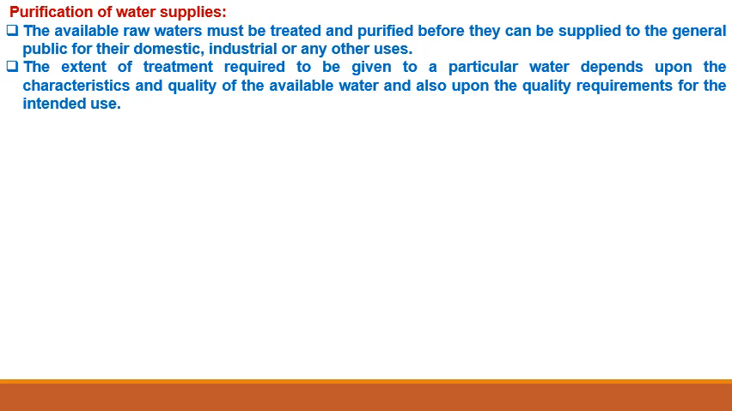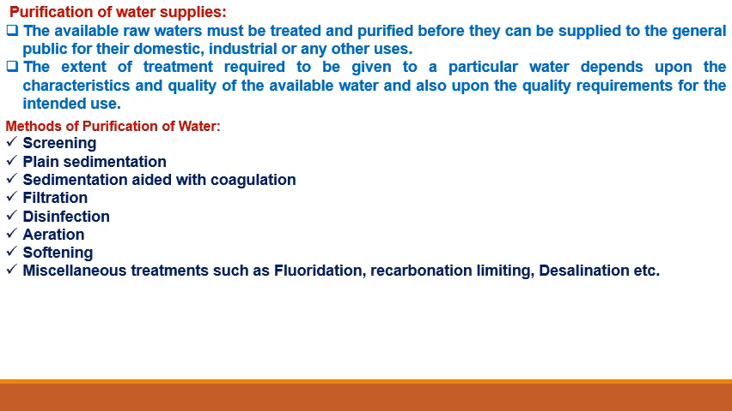Now there are various processes to purify the water. First one is screening, second is plain sedimentation, third is sedimentation with coagulation, then filtration, disinfection, aeration and softening, and some miscellaneous processes are also there, such as fluoridation, recarbonation, liming, desalination, etc. Now first we start with screening.